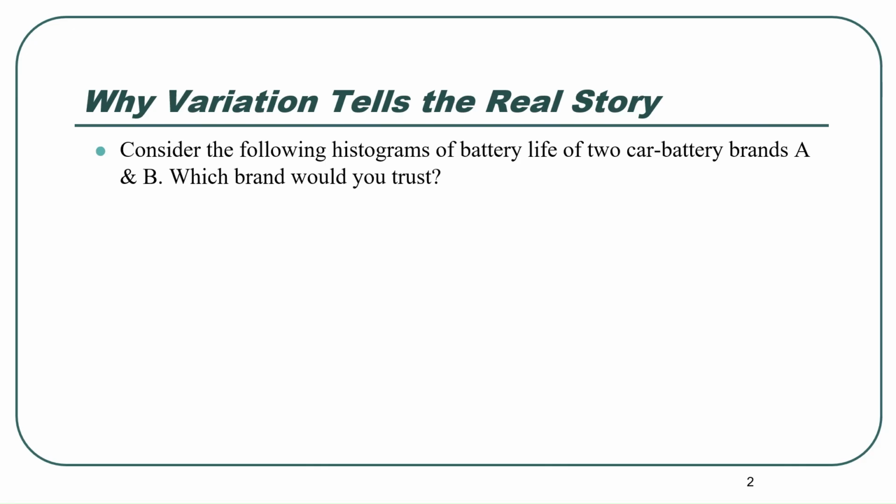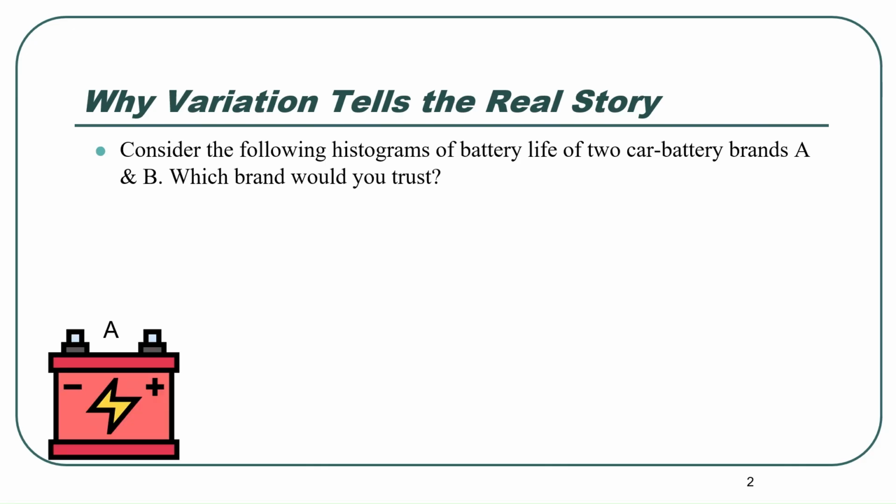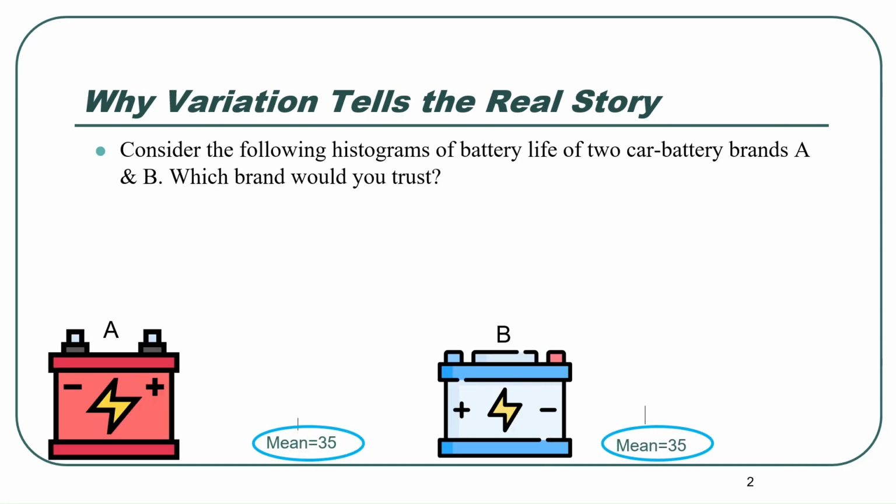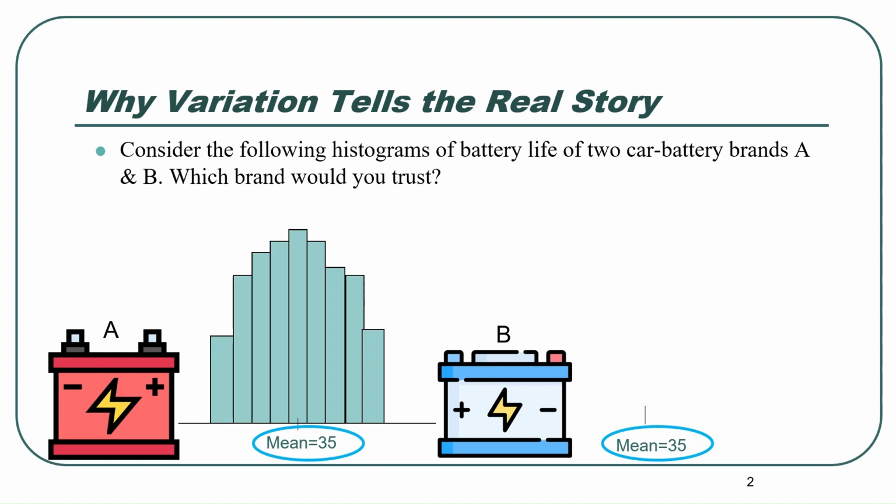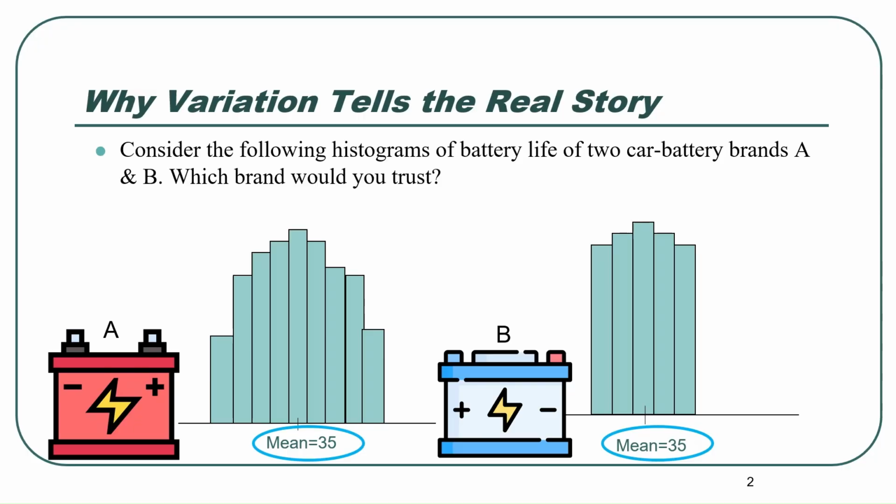Let's compare two car battery brands, A and B. They have the same battery life, 35, but wildly different performance. Which one of these feels more reliable? Brand B. This is why we need measures of variability.